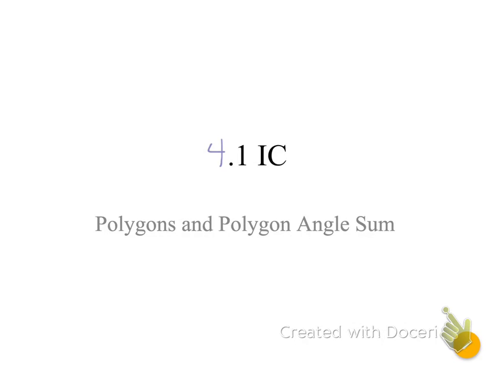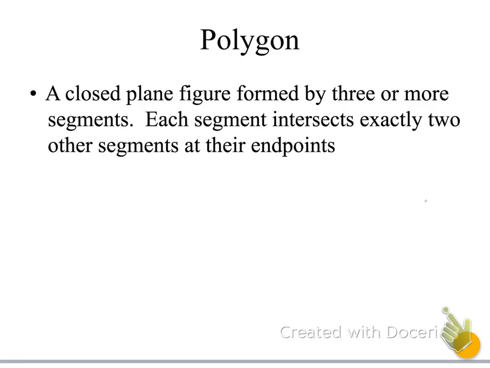Okay, in this video 4.1, we're going to be talking about polygons and finding different angles in the polygons. So something that's outside a triangle. Okay, so a polygon is a closed figure. Closed is big in here. So if I draw a figure, if it's open, it's not a polygon.